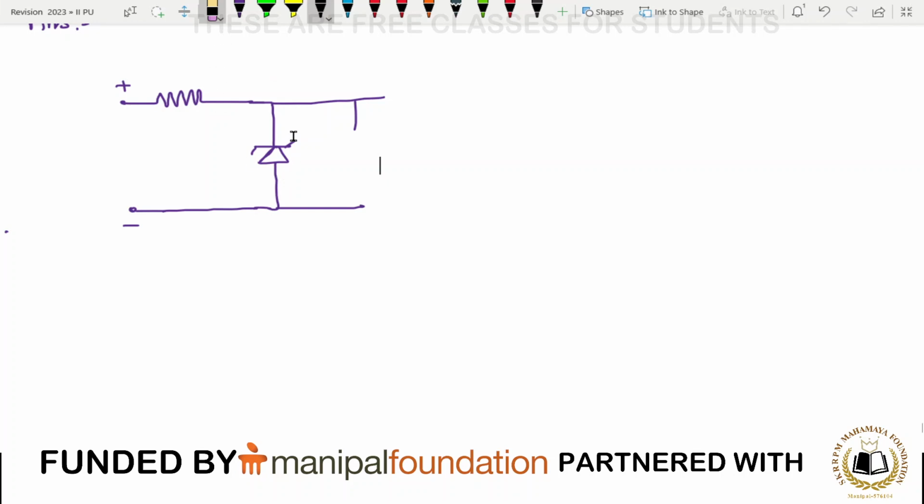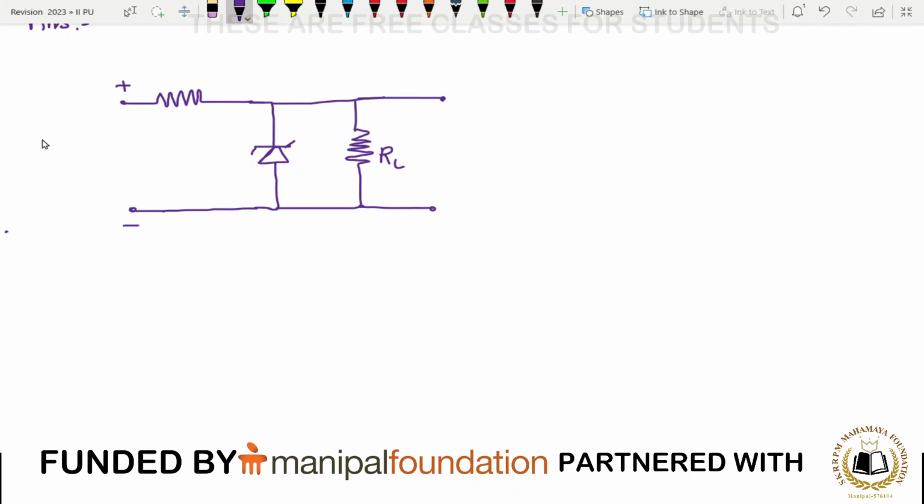Now this diode and a normal PN junction diode have no difference in forward bias. The difference comes only in reverse bias. Okay, so let us complete the circuit diagram. This is the load resistor RL. Okay, here comes the output.